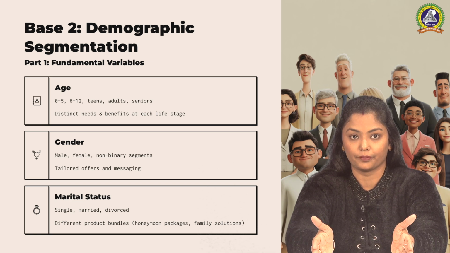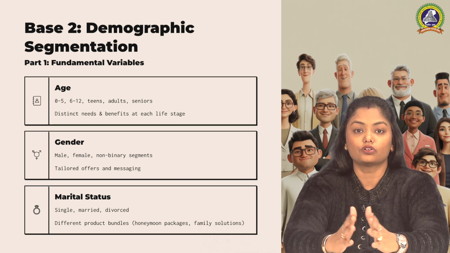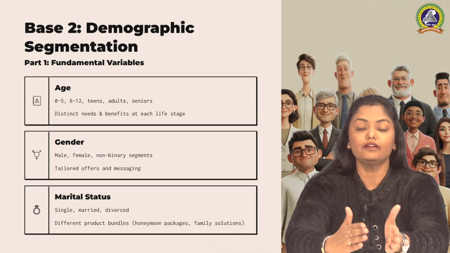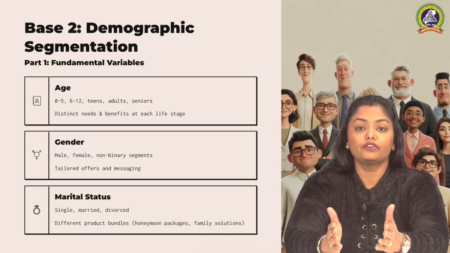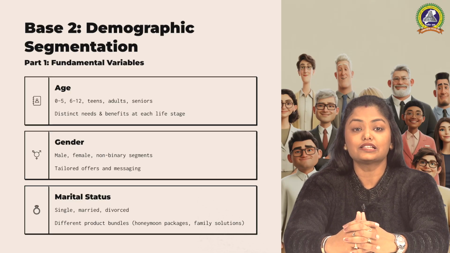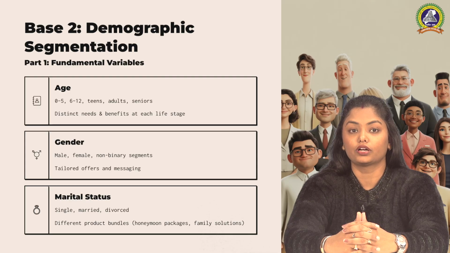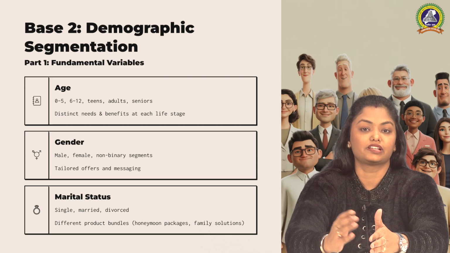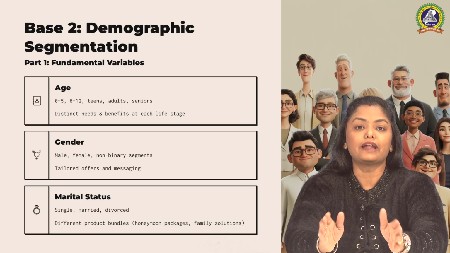Second is sex or gender. Many markets are divided into male and female segments, with different products offered based on their specific needs. The classic example is Dove, which markets its skincare products to women, versus Gillette, which targets men with its shaving products.